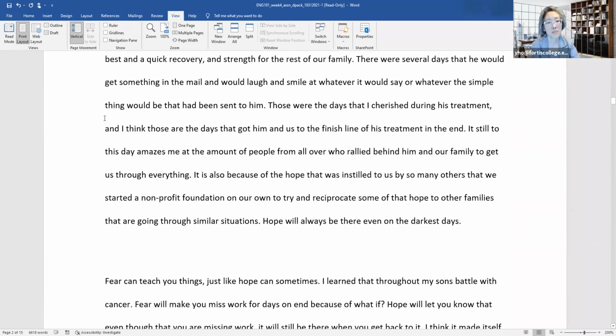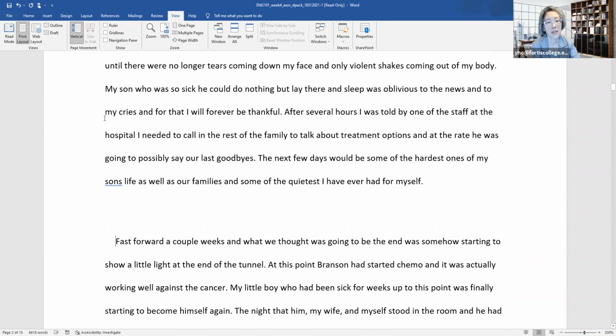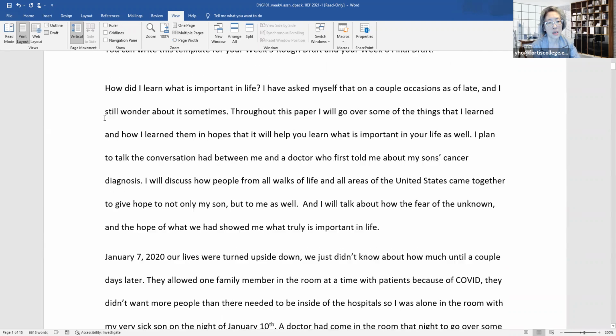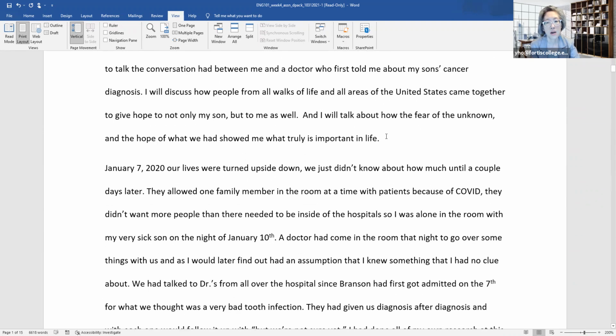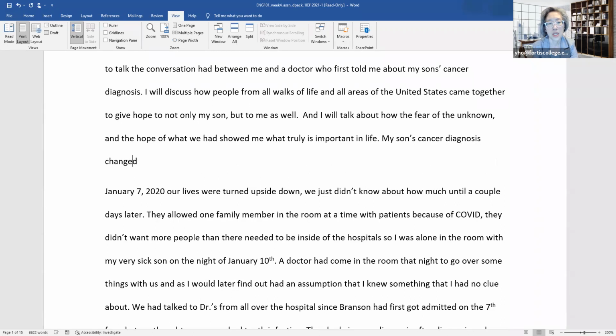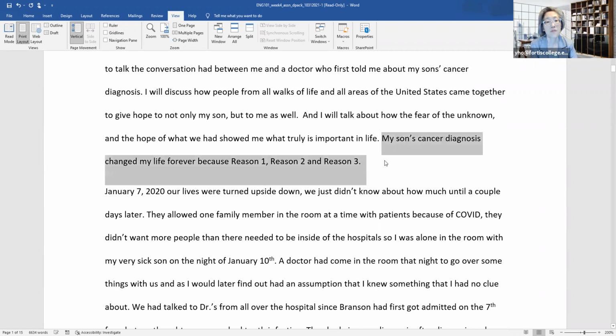And then each paragraph is missing a topic sentence that goes back to your thesis. So let's say I use the thesis statement that he had over here: my son's cancer diagnosis changed my life forever, because reason 1, 2, and reason 3. You include the thesis statement as the last sentence of the first paragraph.